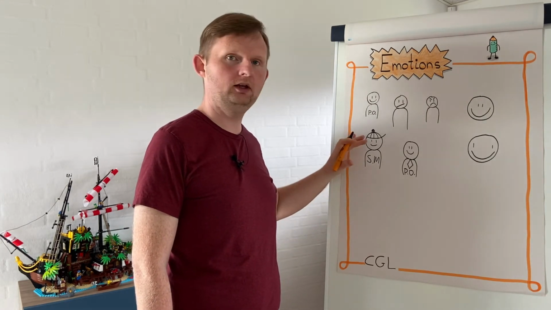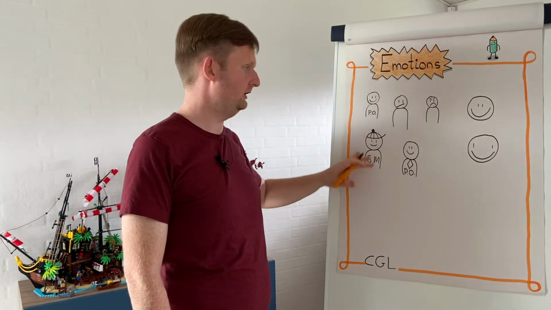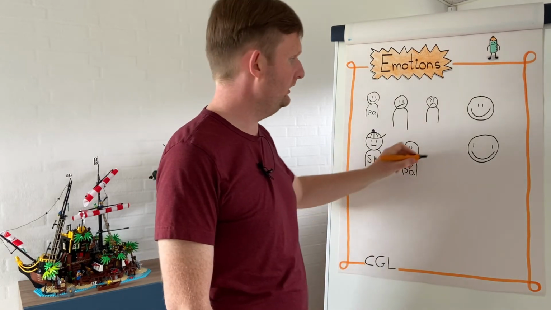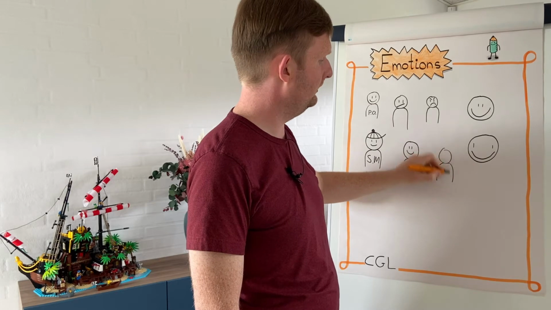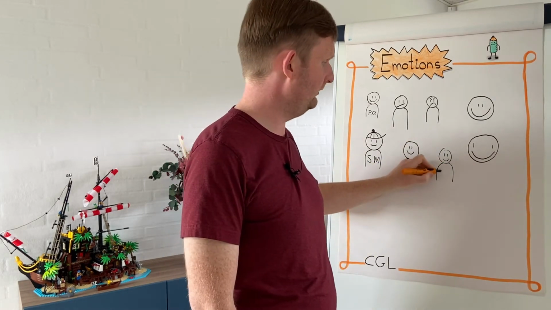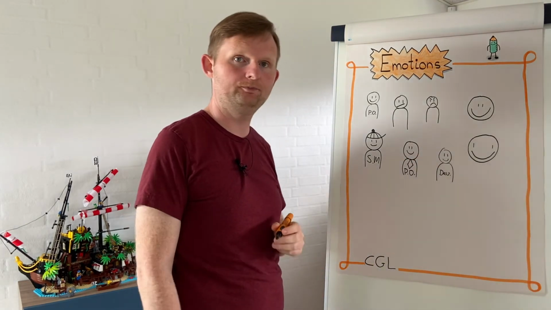In that way, if the team sees something I'm drawing, there's a good chance that a scrum master will be like this and a product owner will be like this, and everybody else will probably be something like this. Then I might write, for instance, dev, if it's a developer or whatever.